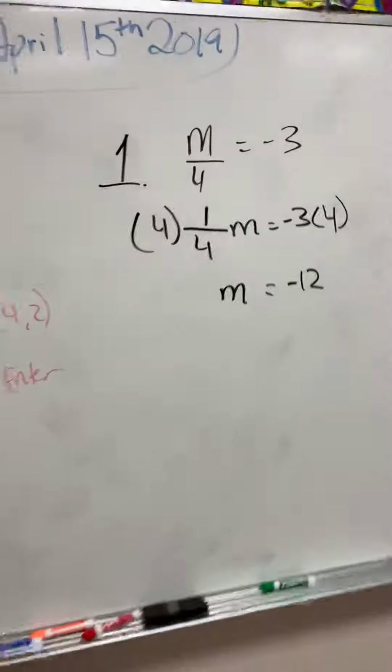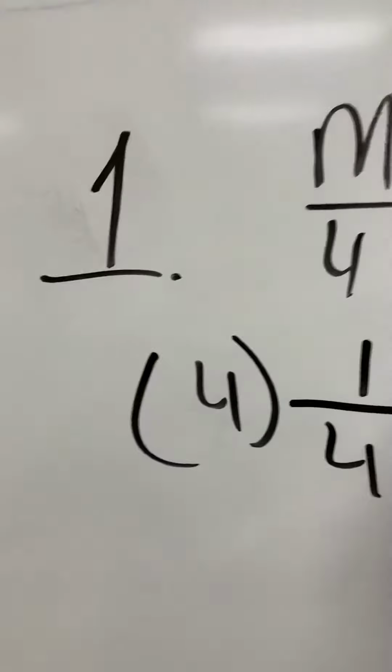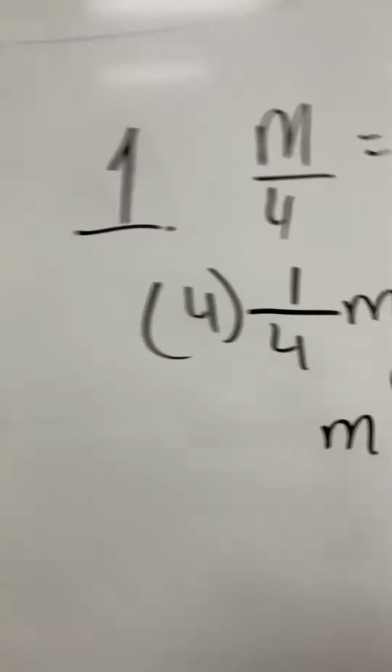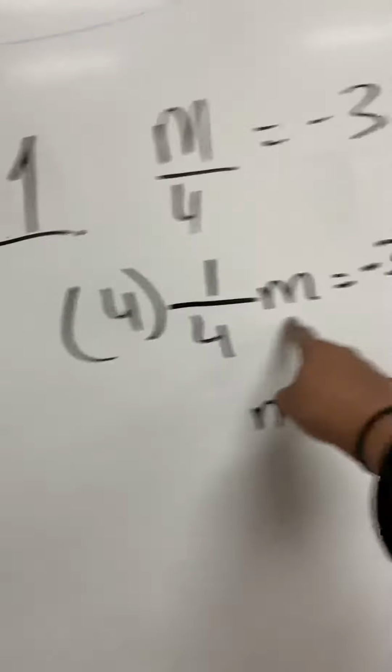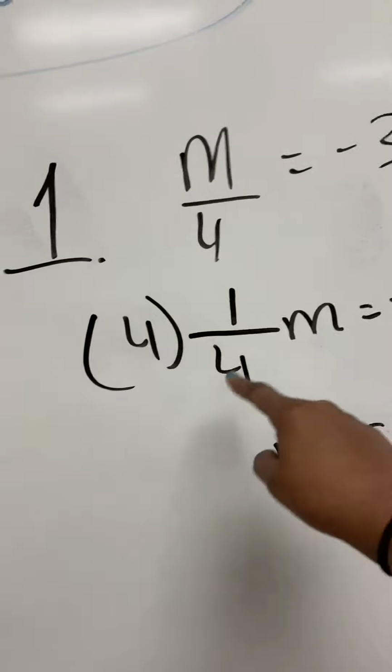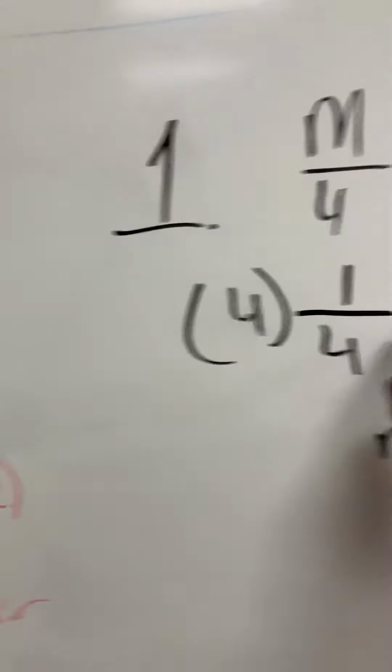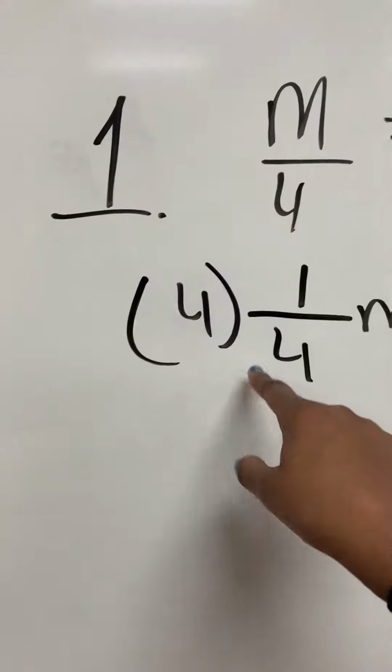Okay, first problem is number 1. M divided by 4 is equal to a negative 3. So what you do is, I rewrote it: 1/4 M is equal to a negative 3. When you rewrite it, you have a fraction. You need to get rid of the fraction. So you multiply the fraction by the LCM.